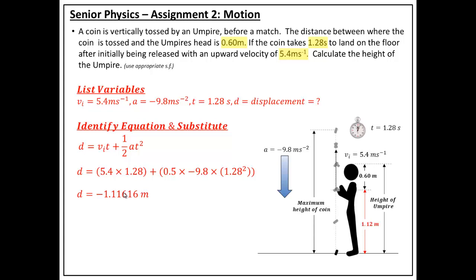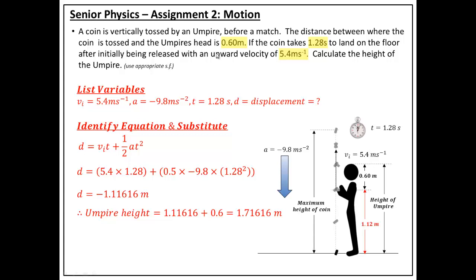Now I've rounded in my diagram. I would suggest when you're doing your calculations you do not do any rounding until the very end. But as you can see from the diagram, it's just a case of adding those two distances together, and you should get a total height for the umpire of 1.71616 meters.